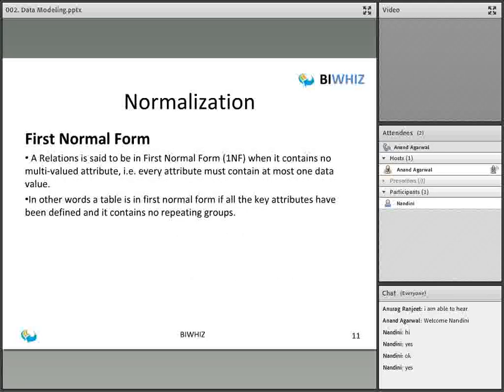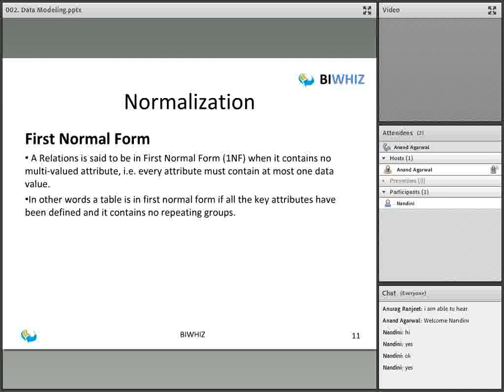So what do we do to remove these anomalies, or to make sure that our data is not redundant, right? All this normalization is basically applicable to relational database management systems. We are not bothered about normalization when we talk about other databases like object-oriented databases, or maybe NoSQL databases. Okay.